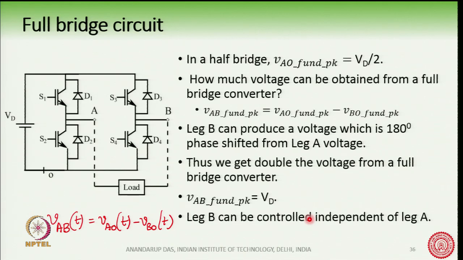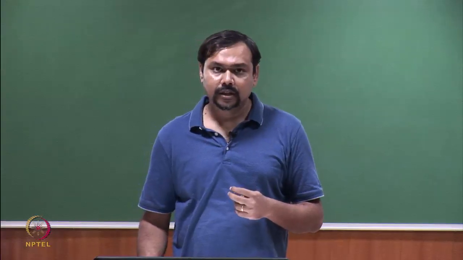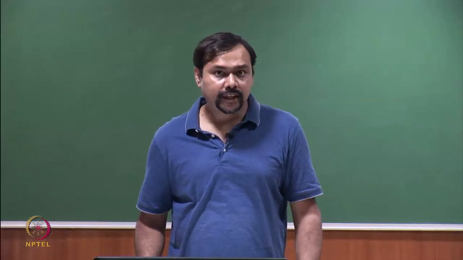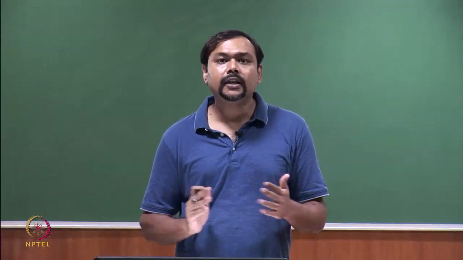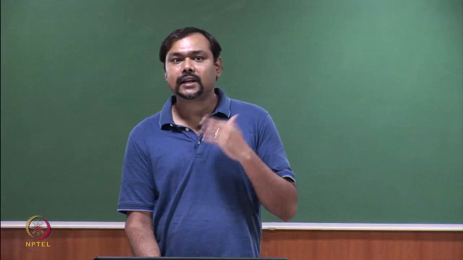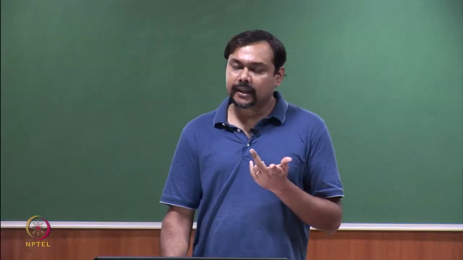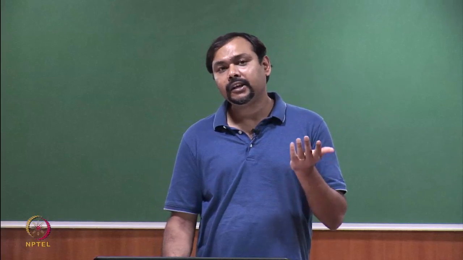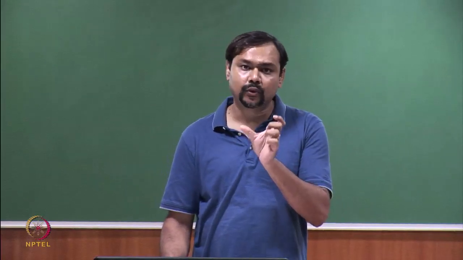Now, remember that leg B is fully independent of leg A. So, it is not necessary that leg B voltage is always at 180 degrees to leg A voltage. We can set any other voltage from leg B also, and then the load voltage can be accordingly controlled. So, leg B voltage and leg A voltage, they may be 180 degrees, but they can be any other value also. The differential voltage basically falls across the load.